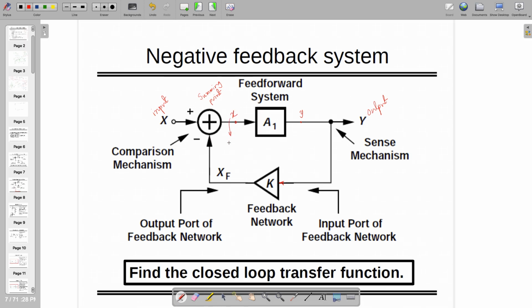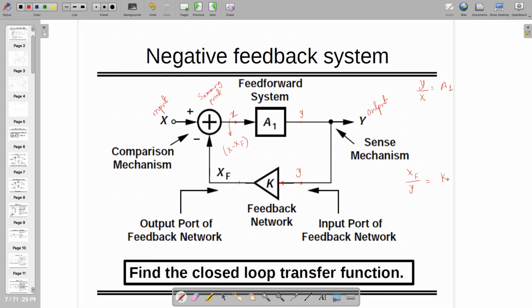By the way, X is nothing but X is equal to X minus XF, right? So Y by X is equal to the open loop gain or the feed forward system A1. In the case of the feedback network, Y and XF are acting as input and output respectively. So XF divided by Y is equal to k, and that's the feedback network. This is well known or understood theory.